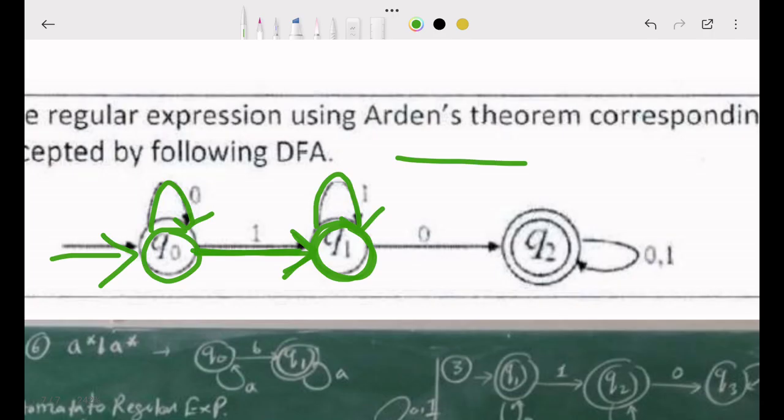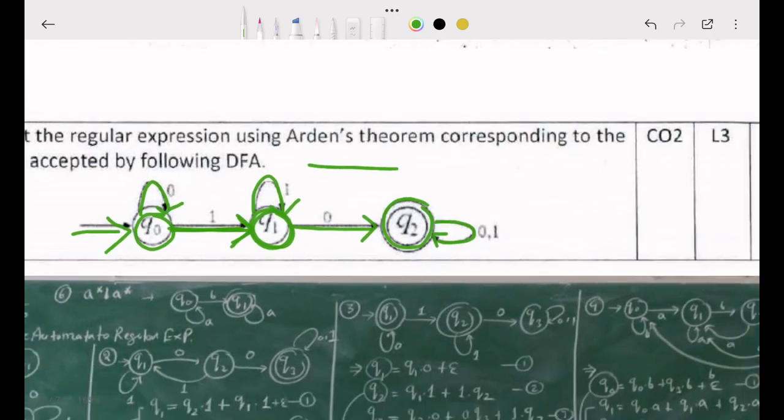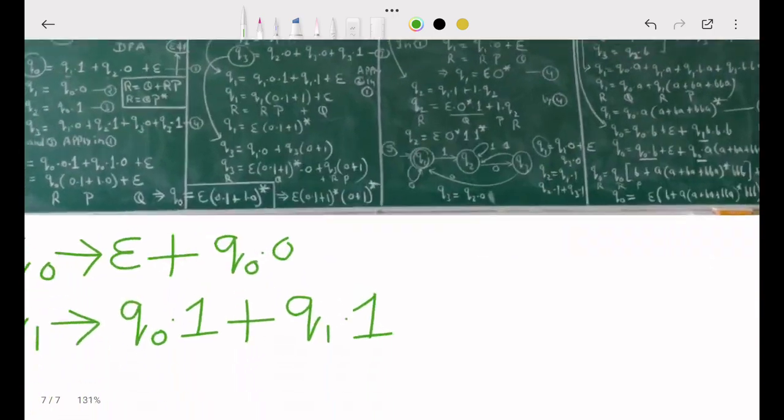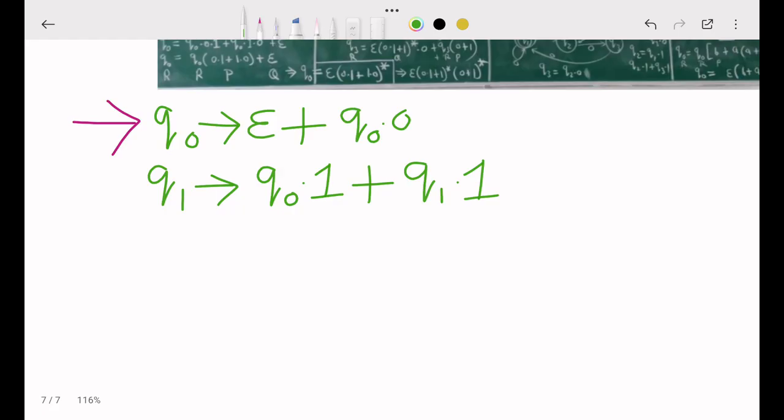Now how can I reach Q2? I can reach Q2 either from Q1, as well as from Q2 also. Now how to write this one? How to reach Q2? If I am taking Q1, sorry, if I am taking Q1 and I am using 0.